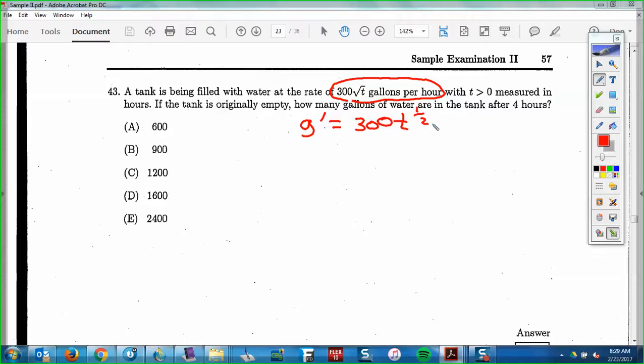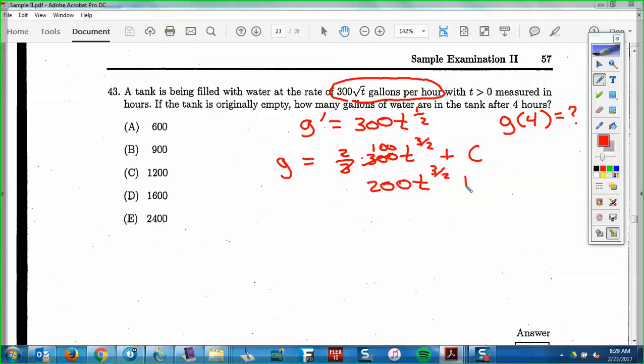But we want to know what? Gallons. Don't we want to know G of 4? So how in the world could we get G if we know G prime? Do the antiderivative. We raise that up to 3/2 and divide by 3/2, which would be 2/3. That'd be 2/3 times 300, t to the 3/2, plus some C. So that's going to be 100? No, 200 t to the 3/2 plus C. Isn't that what G is going to be?